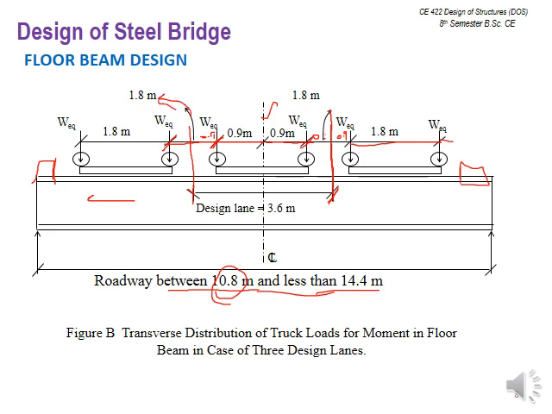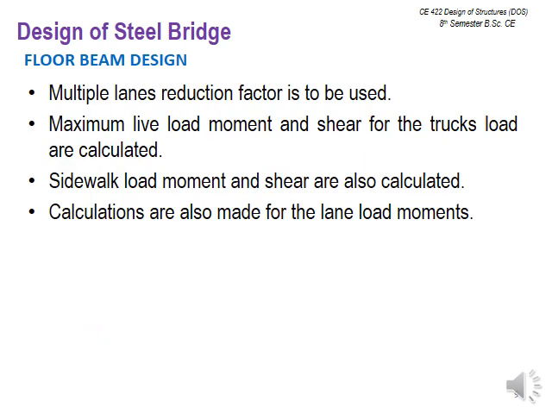Okay, so in this way you are going to be adjusting the distances for the analysis. For the transverse distribution, you are going to be using the multiple reduction factor based on the similar criteria you have used for the stringer. Maximum live load moment and shear for the truck loads are calculated, and then the sidewalk load moments and the shear are also calculated. Calculations are also made for the lane load moments.